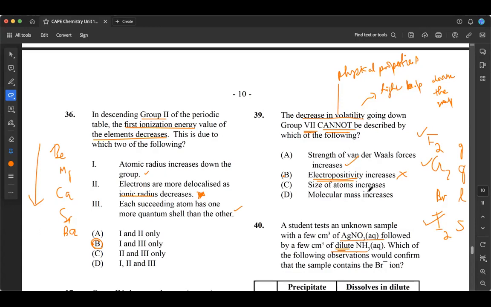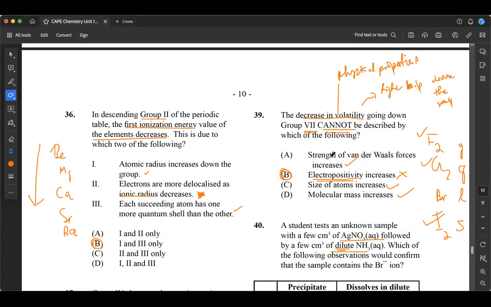The size of the atom increasing would be a reason why it's harder to break those up to make it become a liquid. And in fact, it's a solid. That's how it exists naturally. The molecular mass also increases. So these would be reasons why the volatility decreases. This wouldn't be able to describe it. We can't use a chemical property to describe a physical phenomenon or physical property of volatility.